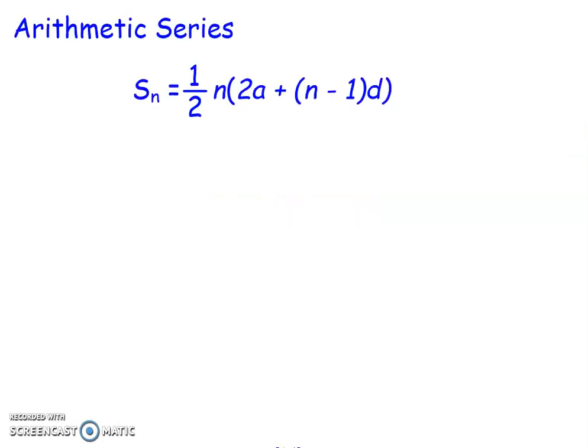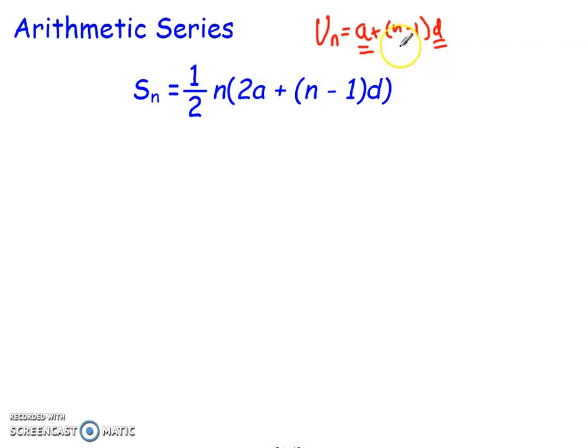Now remember, we said before that the sum to n terms of any arithmetic series is given by this relationship here: a half n bracket 2a plus n minus 1 times d. Now remember, each part of this comes from parts of our generalized term of it, which is given by un equals a plus n minus 1 d. So a is our starting term, d is our difference, so what it goes up by each time, and n is the number of terms that are there.